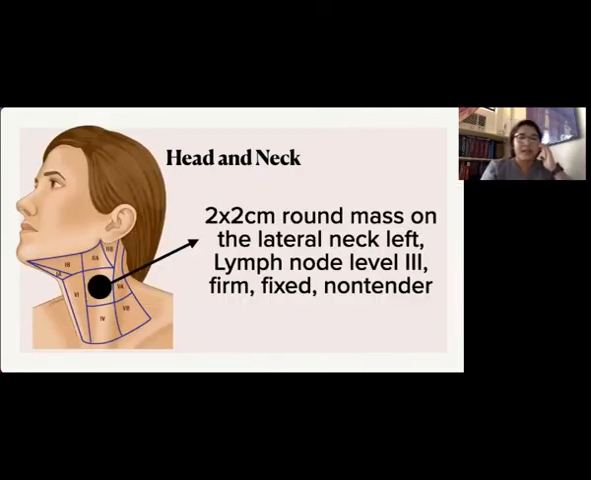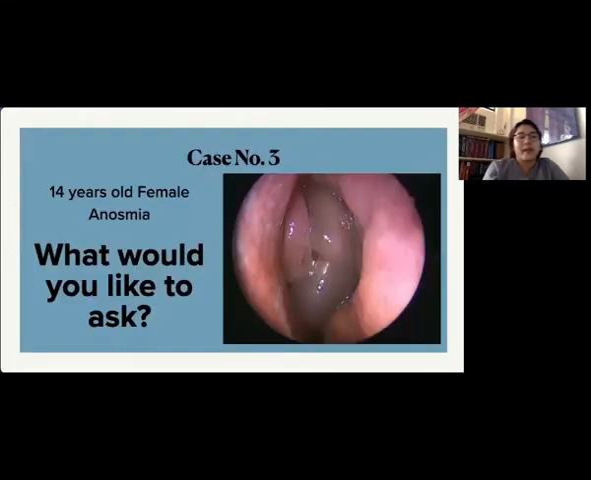So for example, this one. If you are given a mass of this appearance, we can say that there is a 2 by 2 cm round mass on the lateral neck, left, lymph node level 3, firm, fixed, and non-tender. Always identify the size, the location, the laterality, its consistency, and if there is any pain associated with it.